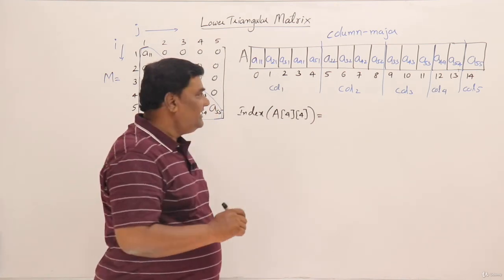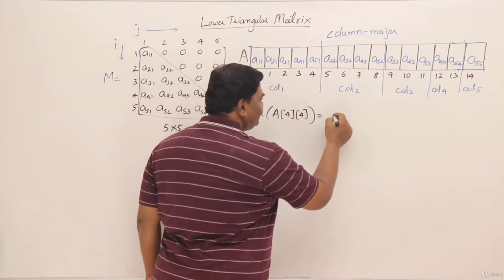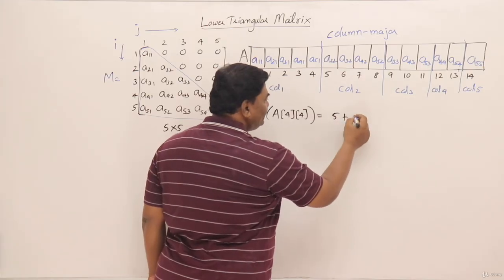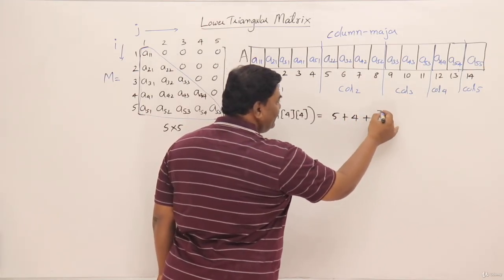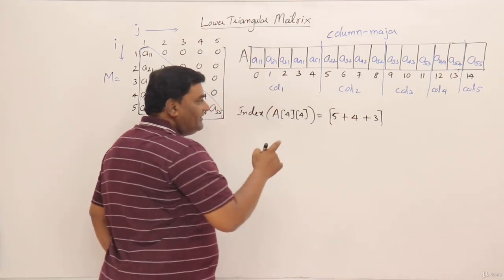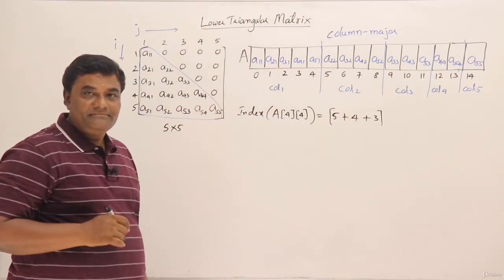So the first column is having how many elements? 5 elements. Then the second column is having 4 elements. Then the third column is having 3 elements. I should skip all these columns. 5, then 4, then 3.